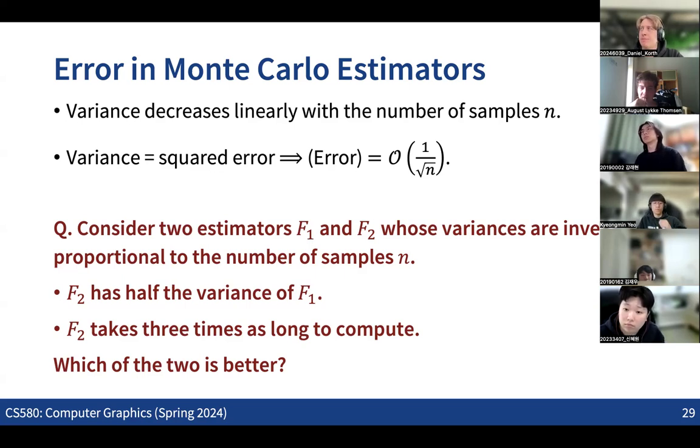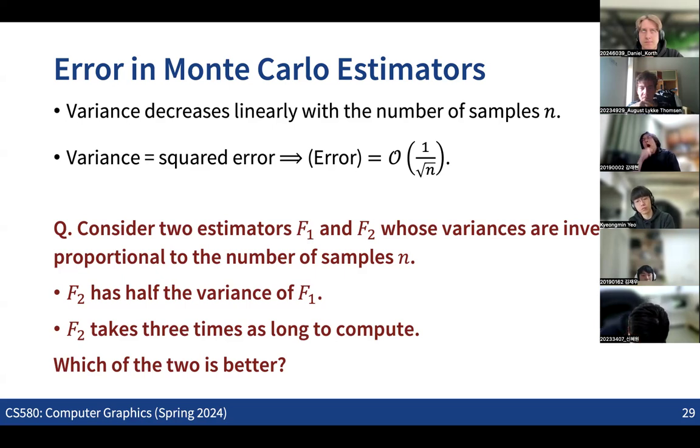And this speed of convergence, the rate, is representative of the variance. But when you talk about the efficiency of the estimator, we might also consider not only the variance, but also the computation time for each sample, right? So let's discuss the efficiency of the estimator in this way.